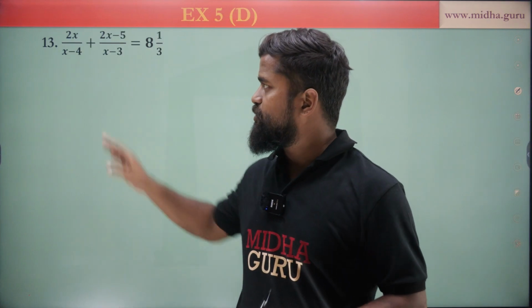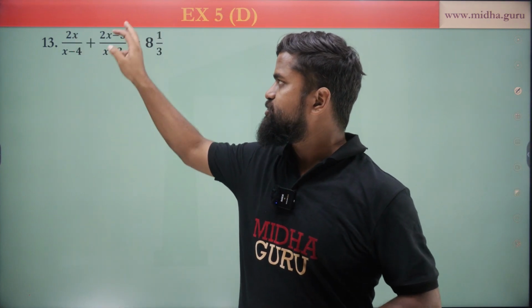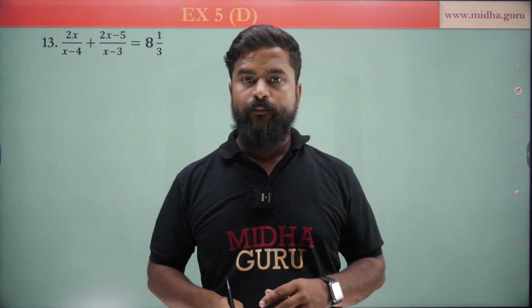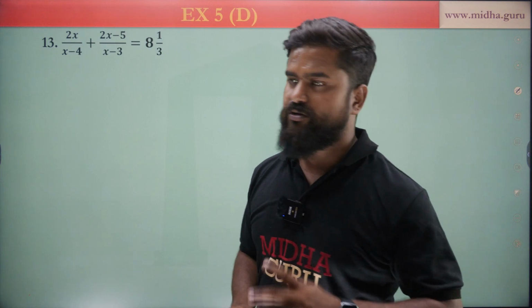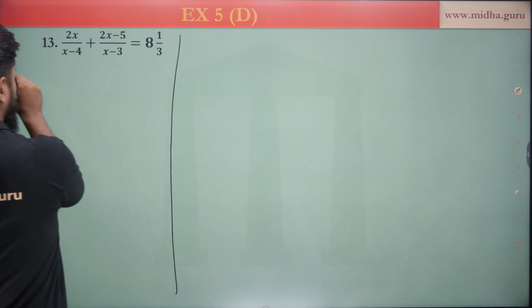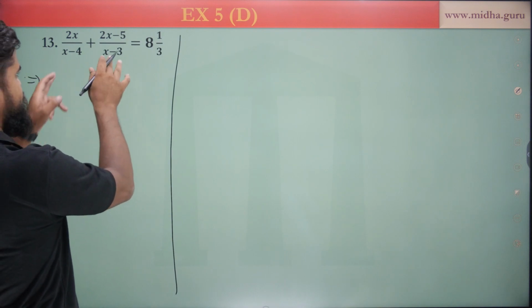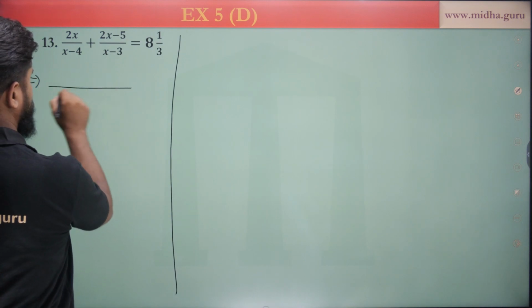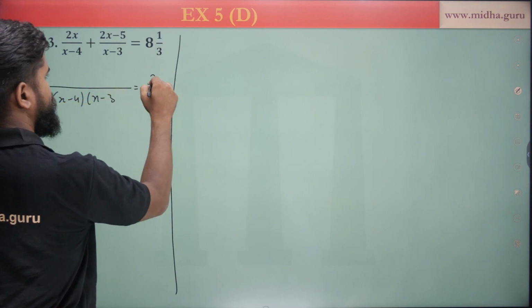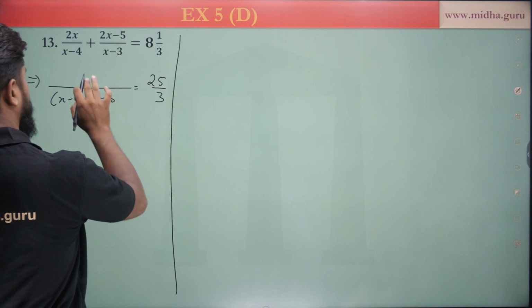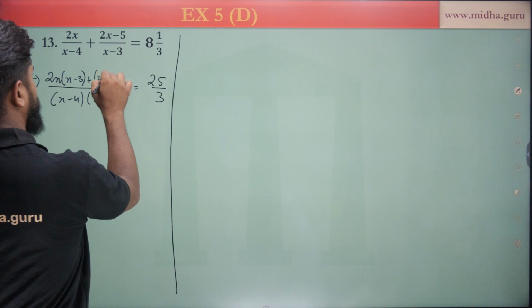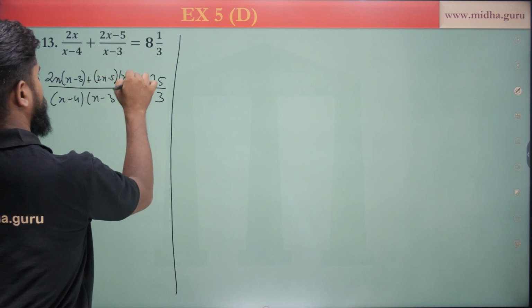Now the next question is 2x by x minus 4 plus 2x minus 5 by x minus 3 is equal to 81 by 3. Again, before we do anything else, the first thing we need to do is bring it in the standard form. So let's go about it. So clearly on the left hand side, the LCM will be x minus 4 into x minus 3. So x minus 4 into x minus 3, and here if we solve it, it is 25 by 3. We let that stay right now. So it will become 2x into x minus 3 plus 2x minus 5 into x minus 4.